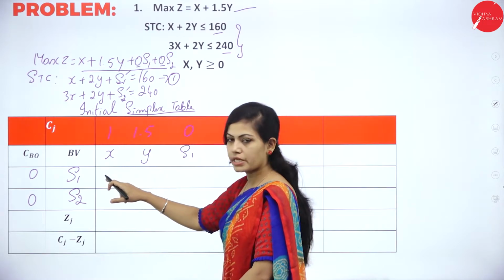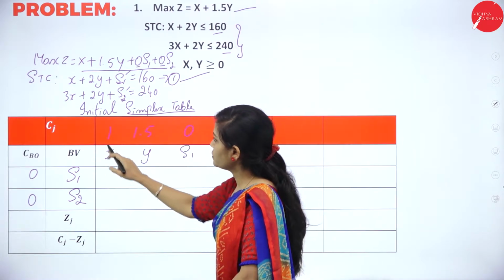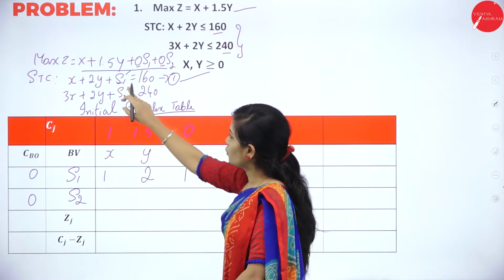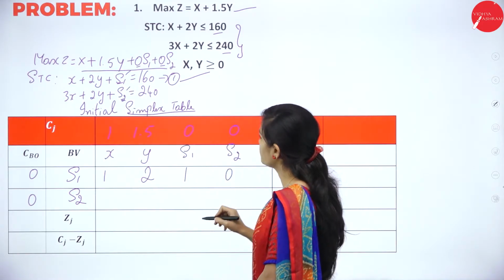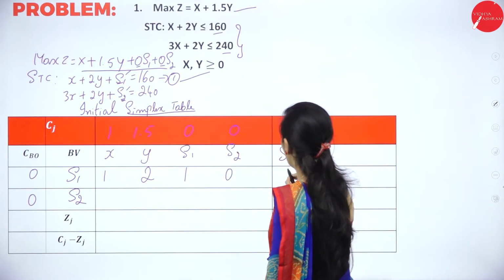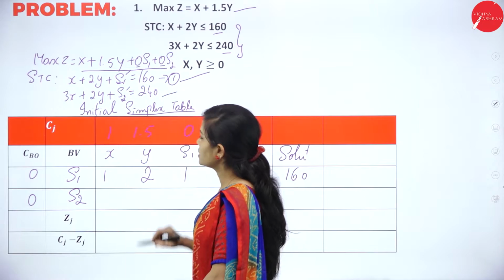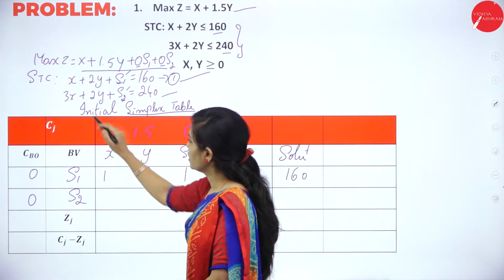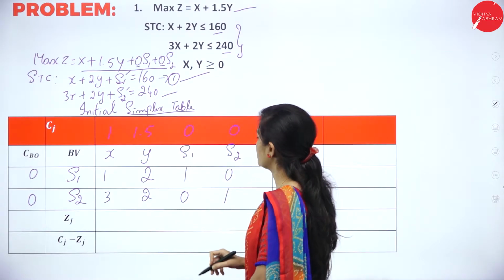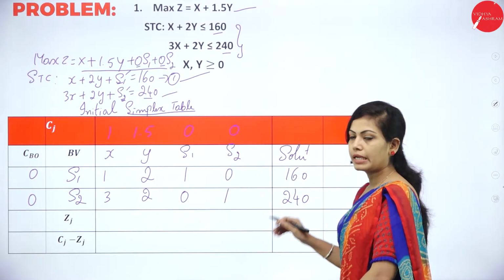After that, first see the coefficients of x, y, s1 in equation number 1. Coefficient of x is 1, coefficient of y is 2, coefficient of s1 is 1. Coefficient of s2 is not there, so it is 0. And the solution is 160. So these are the coefficients of equation number 1. And just see equation number 2 and write the coefficients here. The x coefficient is 3, y coefficient is 2, s1 is not there, s2 is there, it is 1, and the solution value is 240. So this is your given value.